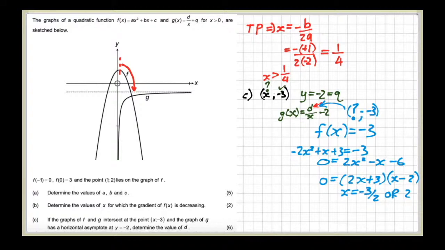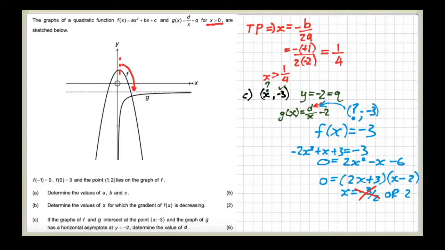But now you've got to be careful. Look back at the original question. The original question stated that x must be positive. So in other words, -3/2 is not a possibility. So x must be 2. This now leads us towards our last little bit for today.